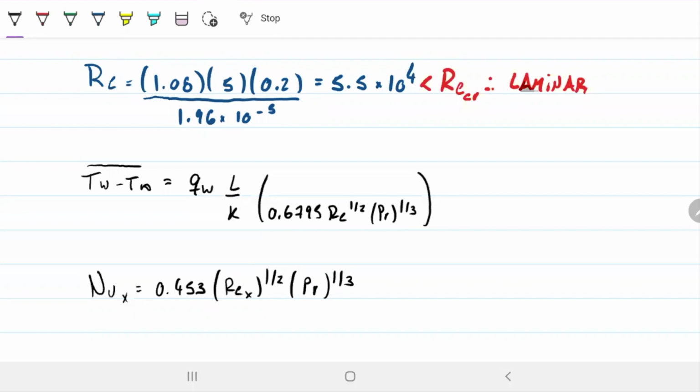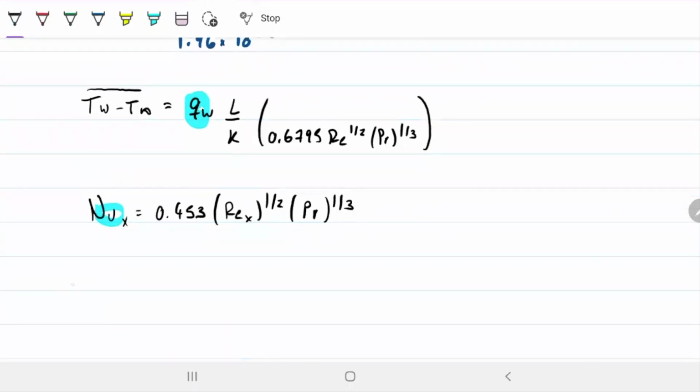Now, what's the first thing we're being asked to do? Part A is asking us, what is the heat transfer from the surface in watts per meter squared? So in other words, what is our Q flux, the flux of energy? So if I want to find that, I'm going to use the first equation. The second part is asking us, what is the convective coefficient at 3 centimeters? To do that, I'm going to need Nusselt, so I'll use the second one. So let's start with A.